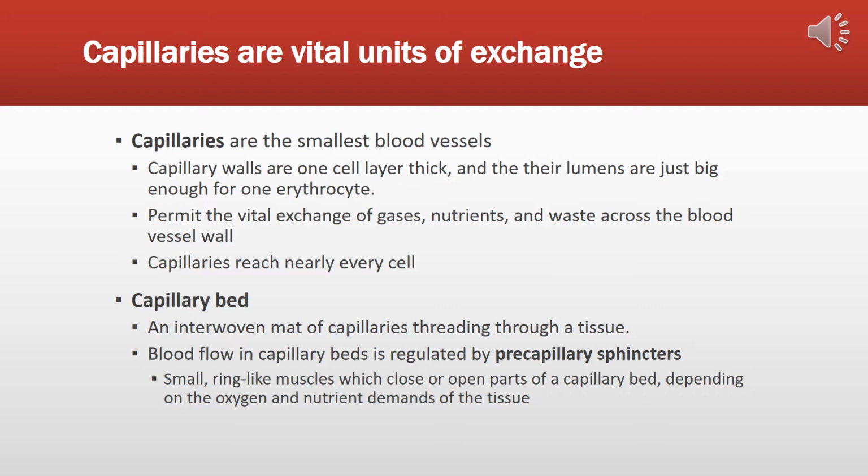And capillaries reach nearly every cell because every cell is going to need oxygen. And a capillary bed is an interwoven mat of capillaries which threads through a tissue. The blood flow in the capillary beds is regulated by precapillary sphincters, which are little ring-shaped muscles which close or open parts of the capillary bed, depending on the oxygen and nutrient demands of the tissue.